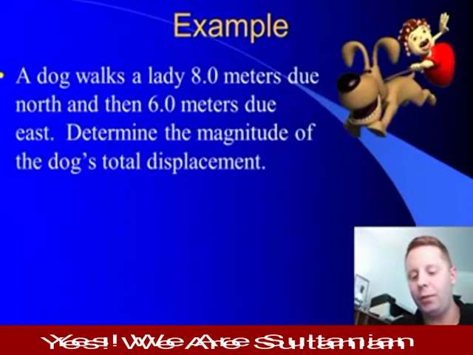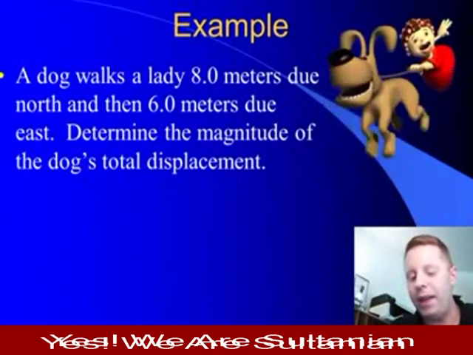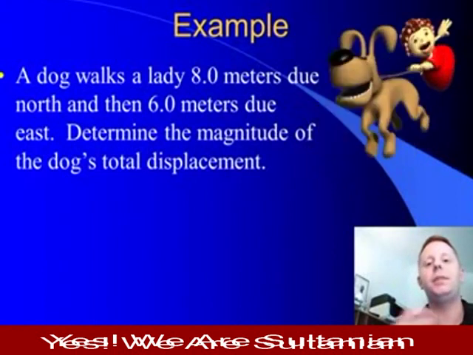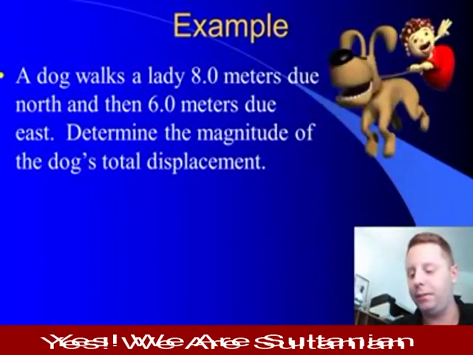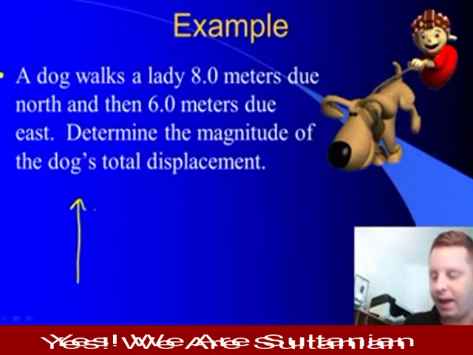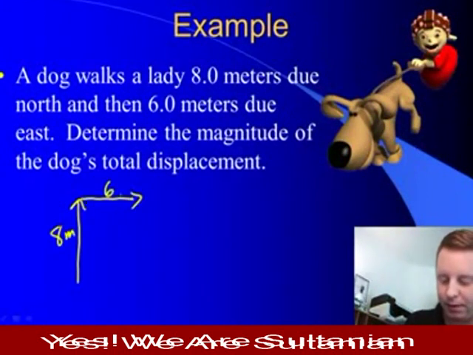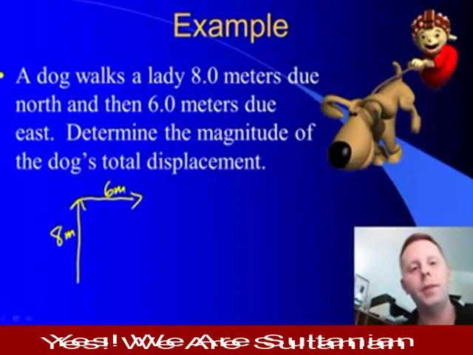Let's take a look at yet another one. Here we have a dog walking a lady, a very excited dog, at about a distance of 8 meters due north. I guess that would be a displacement, a change in position with direction. So the dog walks our lady 8 meters due north, and then 6 meters due east. 8 meters north, 6 meters due east. Determine the magnitude of the dog's total displacement.